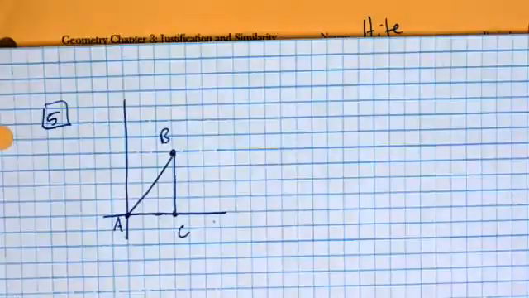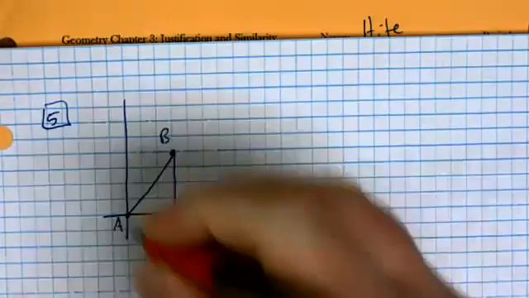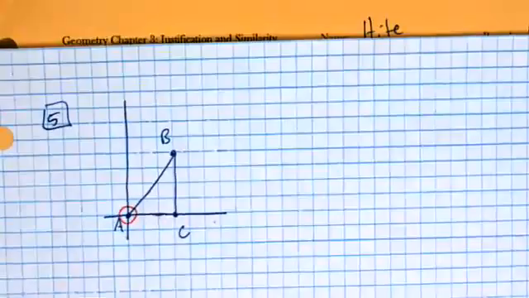So this is the triangle they asked you to do in number 5 in the homework. And then in the homework, they asked you to dilate it, to enlarge it. That means dilate it about the origin by a factor of 2. So our center of dilation is the origin.